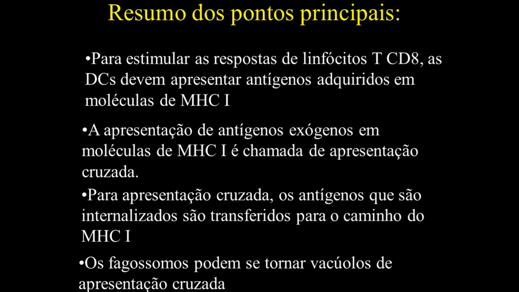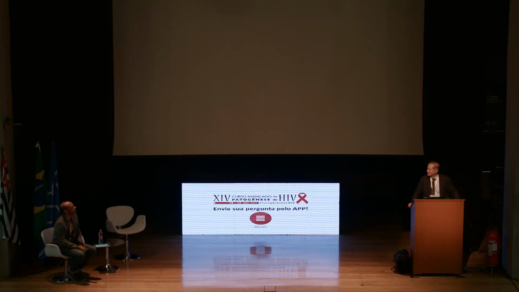And in order to cross-present, the antigens that are internalized via the major pathway, there's some other minor pathways that can occur, get transferred into the cytosol, which introduces them into the Class 1 pathway. And there's this data emerging that the phagosomes may actually become what we might call cross-presentosomes, or actually specialized vesicles for doing this. Okay, so I'm going to end here, and I'd be happy to take any questions.